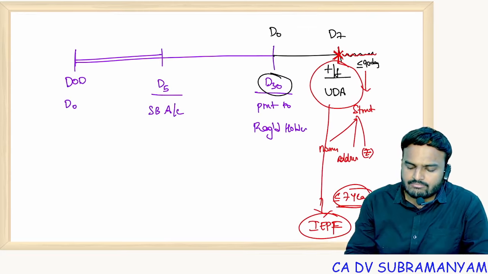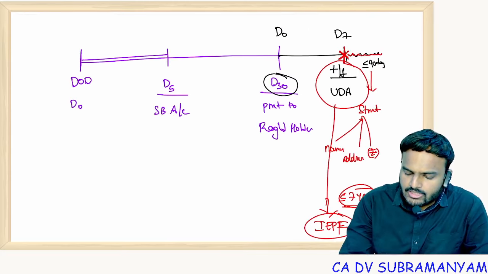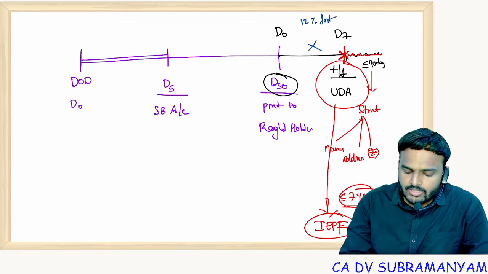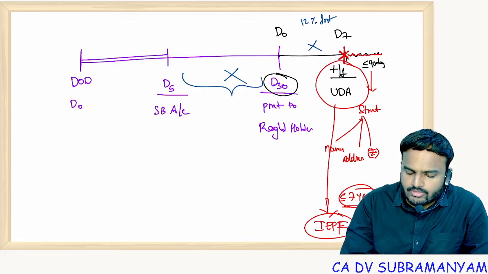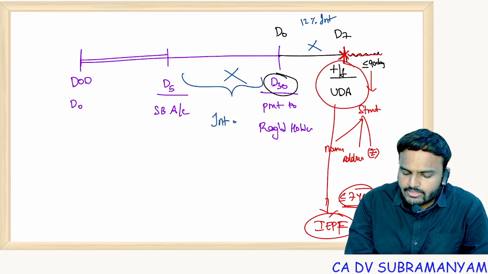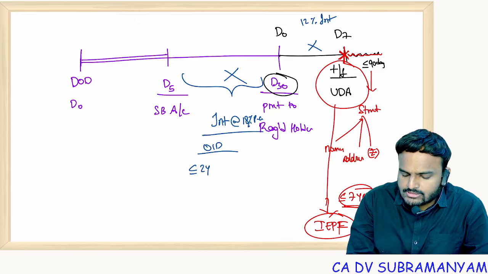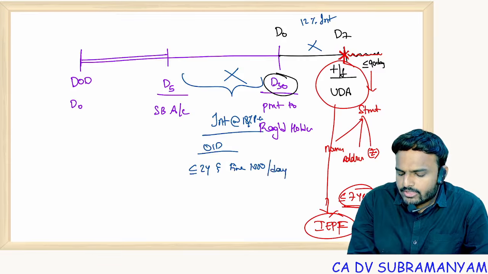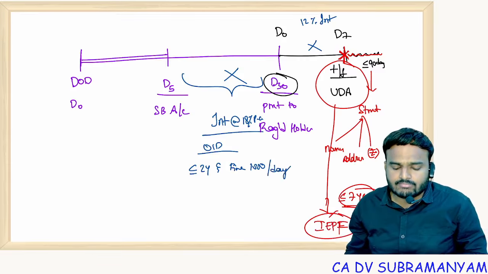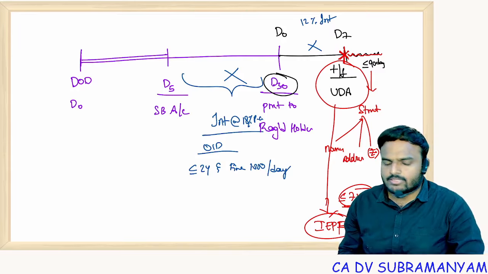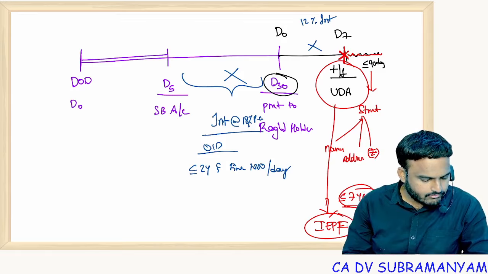So these are the timelines. In case a delay happens, 12% interest you have to pay. In case company delay happens, then the company has to pay interest at the rate of 18% per annum, whereas the officer in default gets punishment: imprisonment up to 2 years, and a fine of 1000 per day during which such default continues. So these are the different timelines in the dividends chapter. I hope everyone is clear.